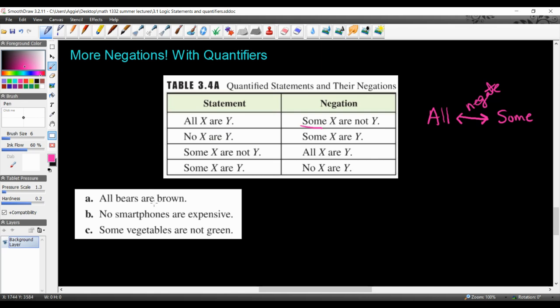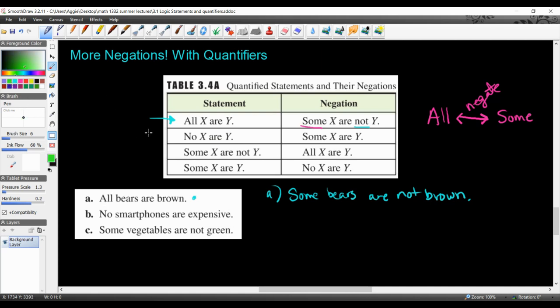We're going to go ahead and do some examples here really quickly. Letter A: all bears are brown. So I would look at this one here. If I'm going to negate this, I would say some bears are not brown, because I have to change it. That's it. We just negated it right there.